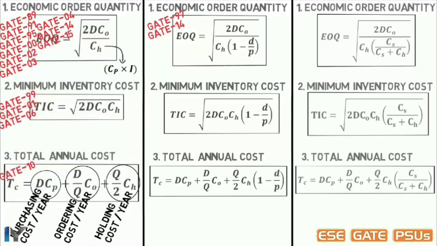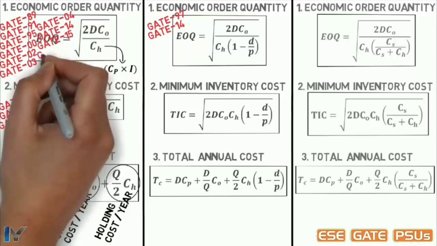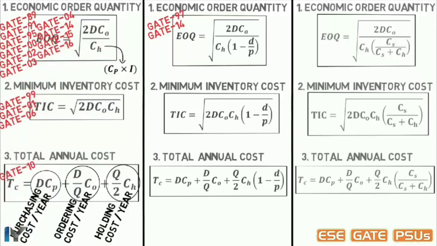In GATE 15, again a simple numerical on basic model was there asking the cycle length of the order in days, that is time interval between orders. In GATE 2016, exactly same type of numerical was repeated, asking the time between 2 consecutive orders but in months.